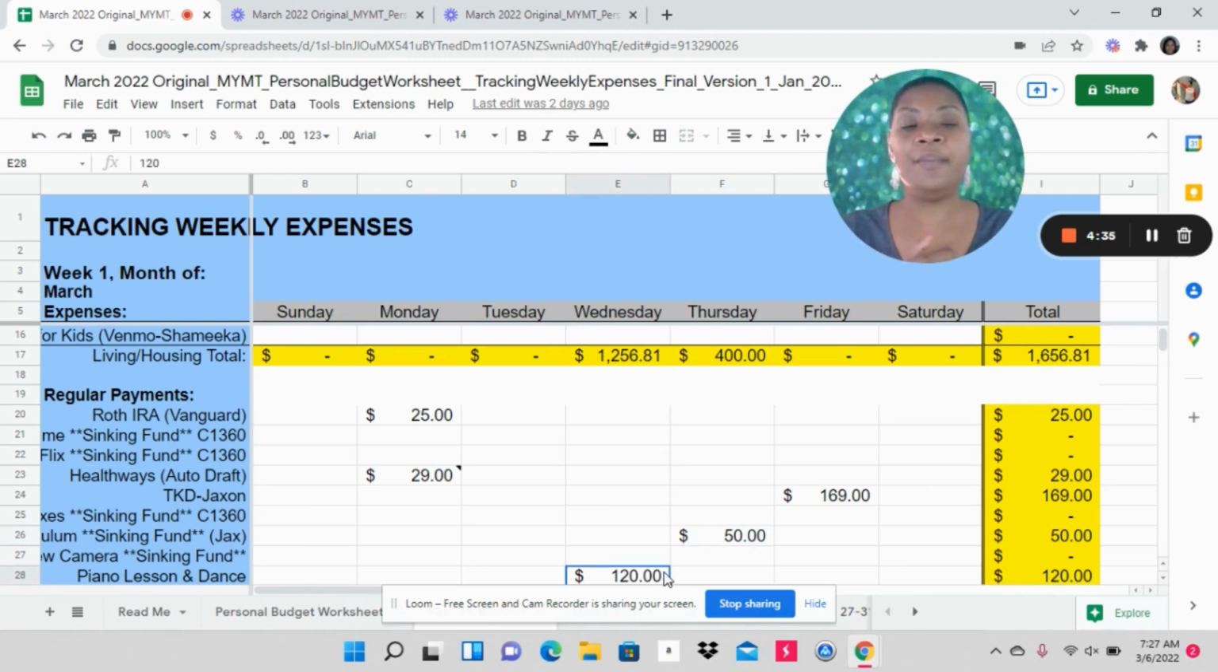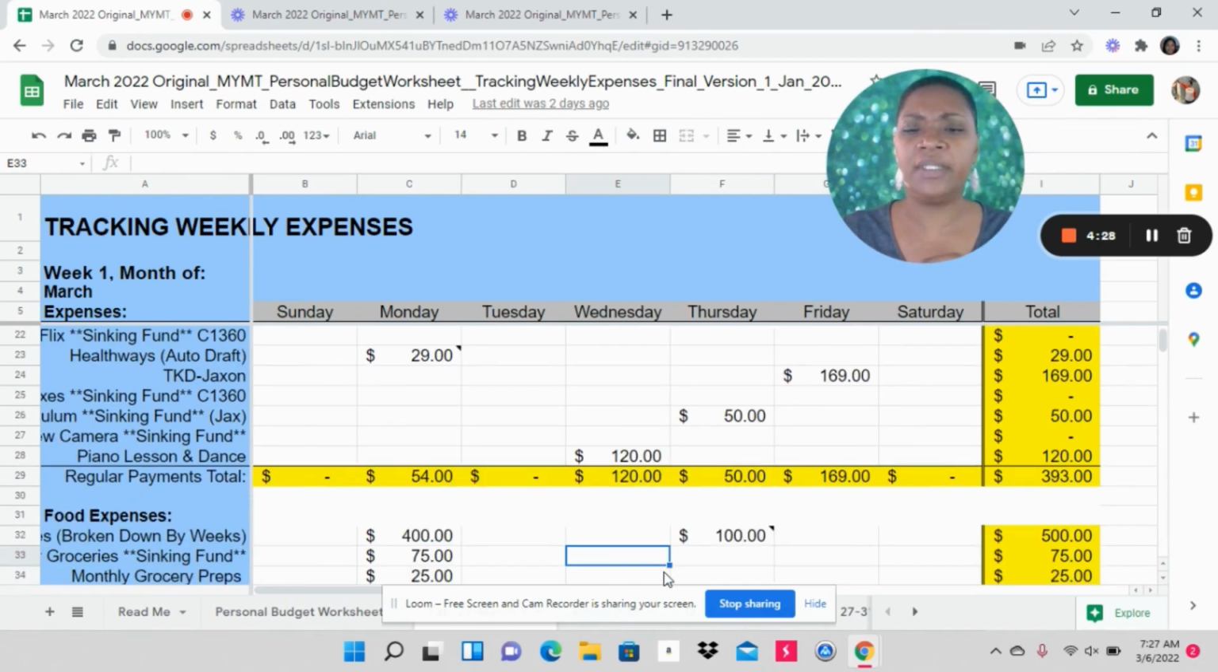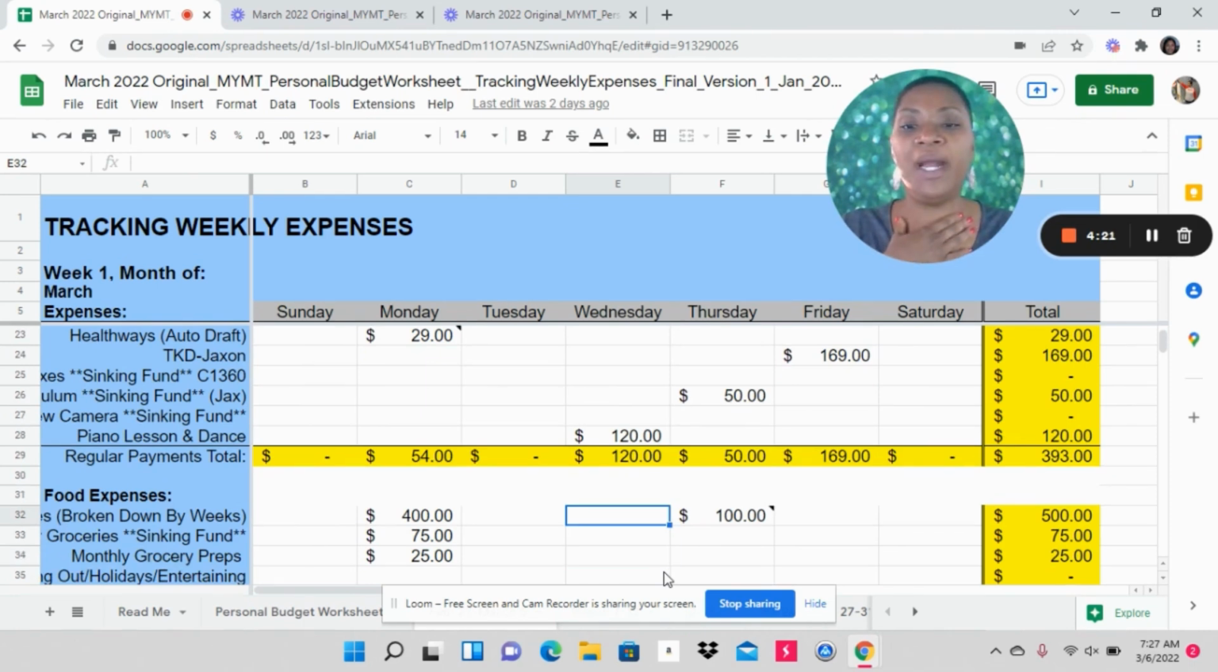Piano lessons, we went ahead and paid. No, that was dance. Dance is paid out. We did not have a piano lesson this week, but I think we're having a piano lesson next week. Here's where I ran short, and here's why.